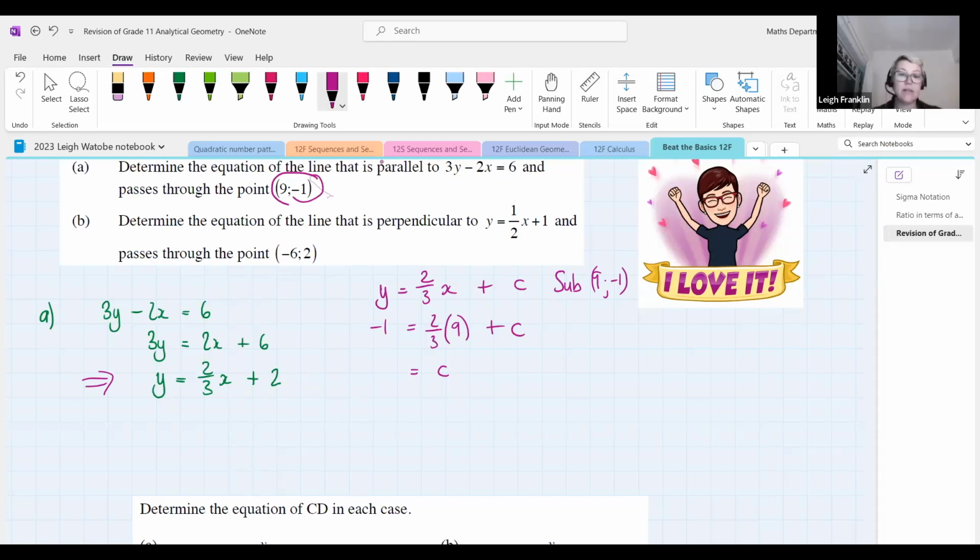What are you guys getting as a value for c? Me too. I'm also getting -7. Okay, so the equation of the parallel line would be y equals 2 over 3x minus 7. Be careful, don't leave off the x. Sometimes matrics are in such a hurry that it happens. I agree, and Nhlanhla, that's exactly what I would get as well.